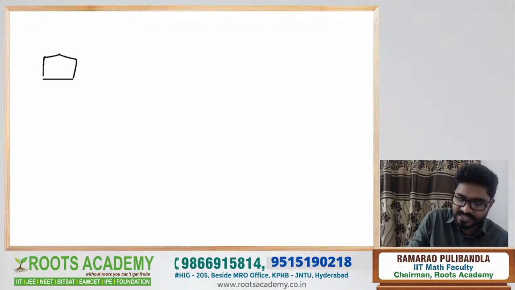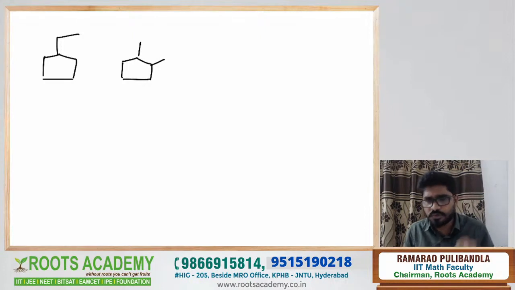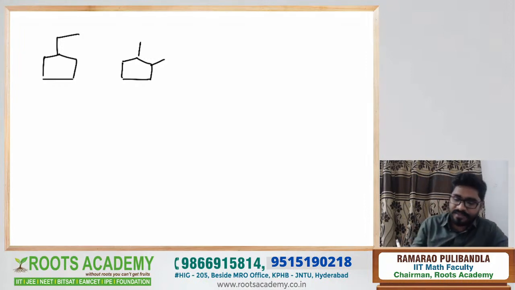For example, if it is like this, these two are also chain isomers. The main thing is that the main chain is the same. With the substituents, we can call this 5 plus 2, and this is 5 plus 1 plus 1. So both we can call chain isomers only.